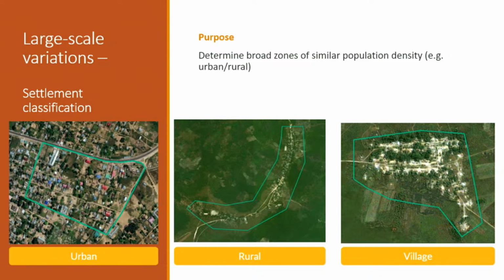But you can also actually use the settlement input to produce another type of classification that is really linked to the morphology of the building layout.